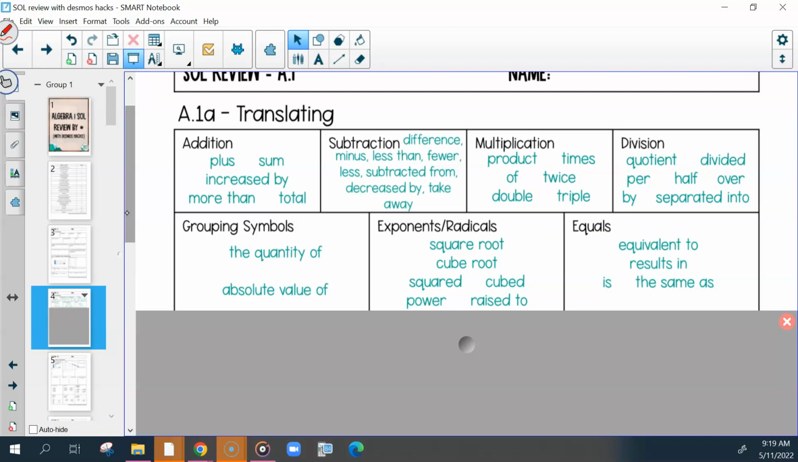Multiplication, we have product, times, of, twice, double, triple, and you could continue that. Quadruple, I don't know what 5 is, multiply by 6, whatever, all of those. Division, we have quotient, divided, per, half, over, by, separated into. If you need them.